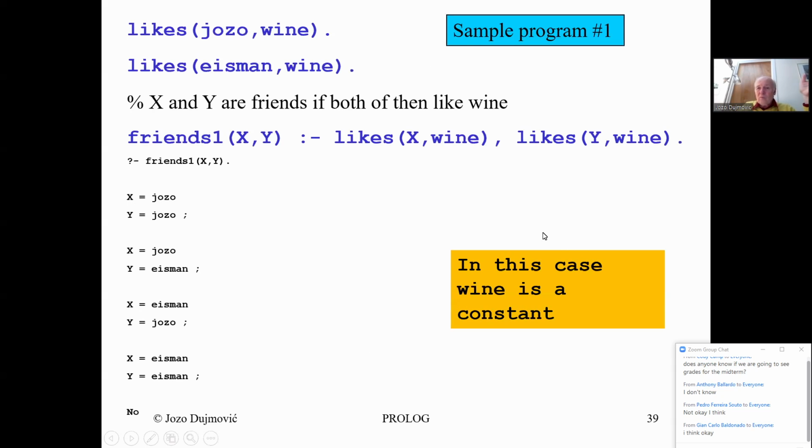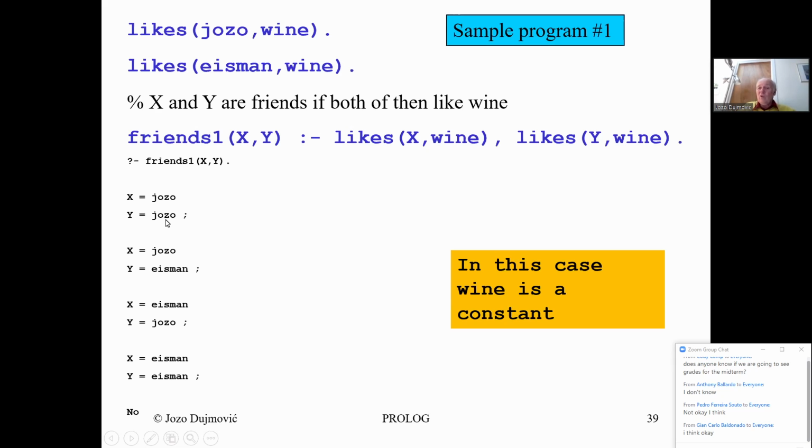Now, to summarize all what we did so far, let me start with these: likes Yozo wine, likes Eisman wine. So these are two facts. And then friends are X and Y if X likes wine, Y likes wine. So in this case, wine is a constant. And we have these three lines of code. And when you say, give me friends, you are going to get Jozo, Jozo, Jozo, Iceman, Iceman, Jozo, and Iceman, Iceman. Of course, this is not a good solution.